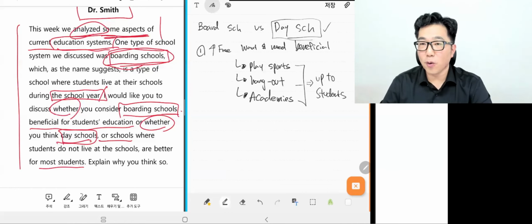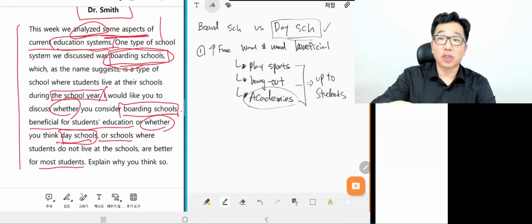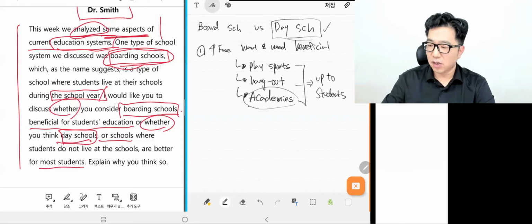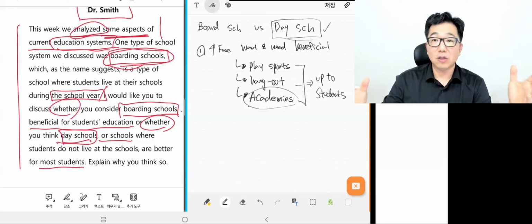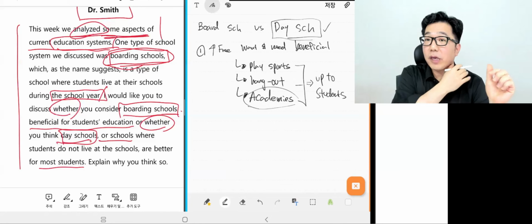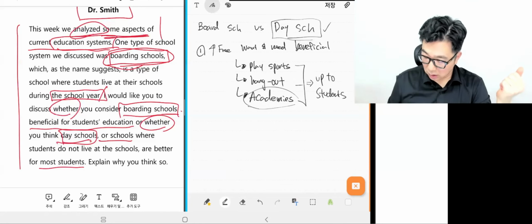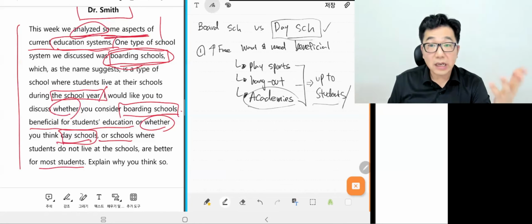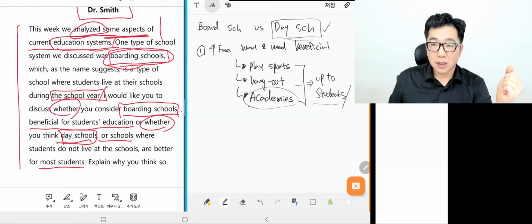But if you go to boarding school, you cannot get out. So you cannot go to academies. There's a lot more restriction. Okay. And considering word count, we don't even have time. We don't even need to state both sides. All right. If we are going to use two reasons, this will be more than enough, about 60 words per reason, something like that.